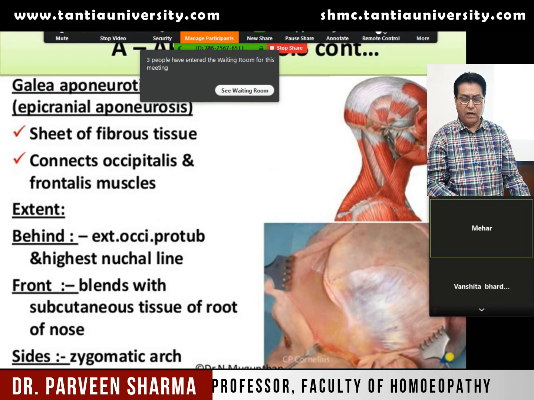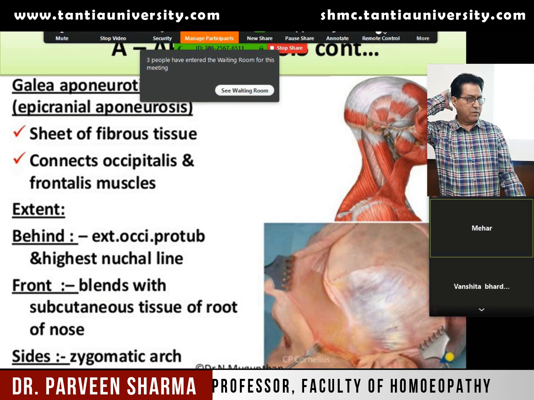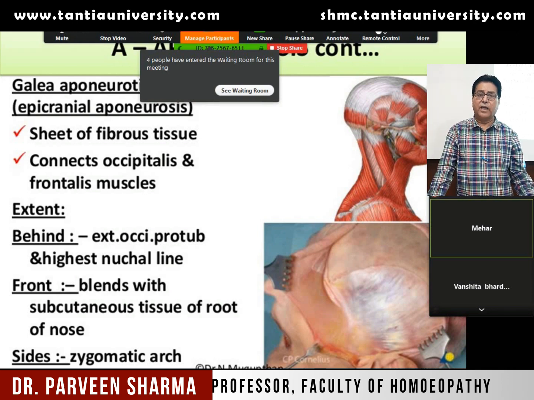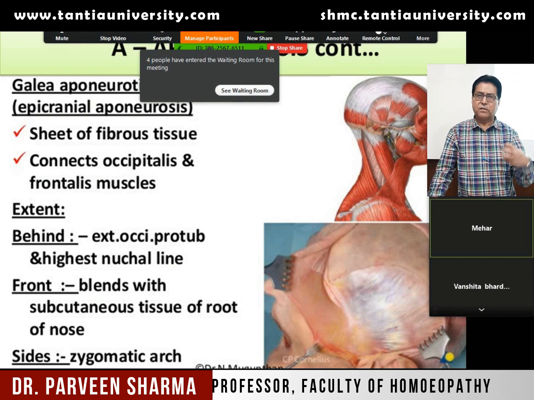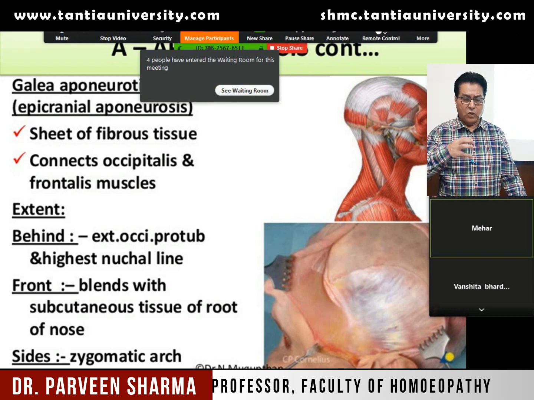Now this galea aponeurotica extends from the external occipital protuberance. Posteriorly, you have a protruded part, that is the external occipital protuberance. You have the highest nuchal line, and when you come to the front, it is mixed with the soft tissue. And on the side here you have the zygomatic arch. So that is the attachment of the galea aponeurotica.